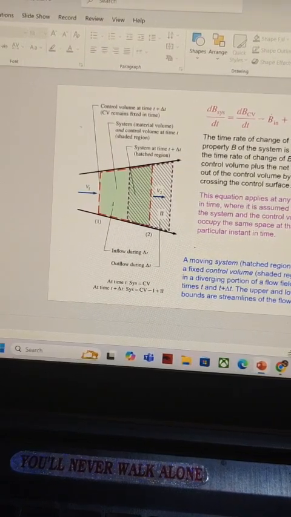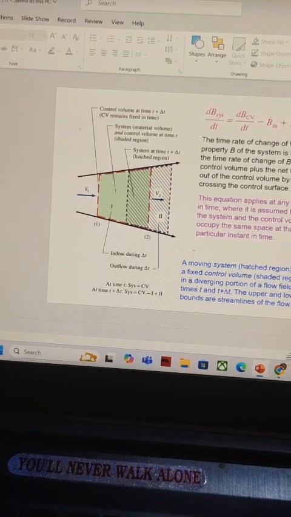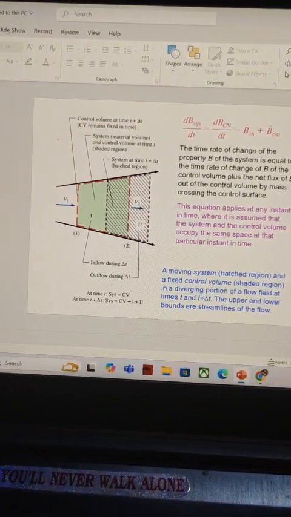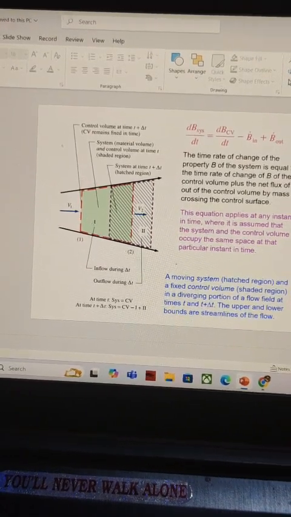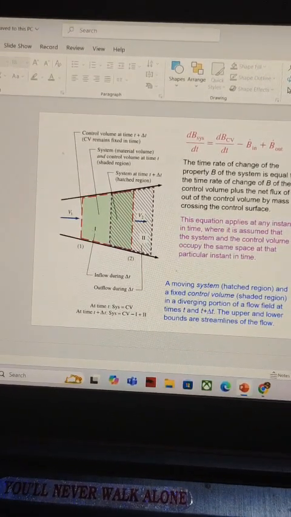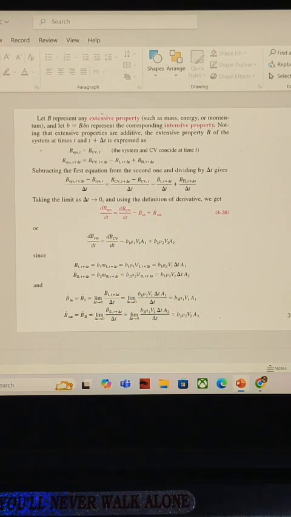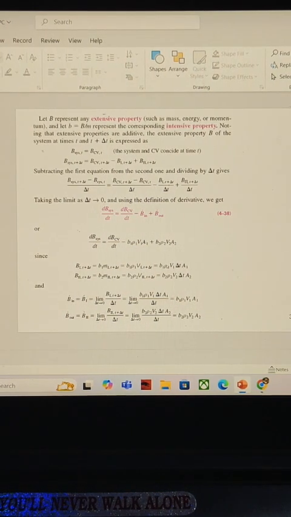The theorem is fundamental for analyzing fluid flow and other engineering systems because it bridges the system-based and control volume perspectives, making it easier to apply conservation laws like mass, momentum, and energy. This slide builds on the Reynolds transport theorem and demonstrates its derivation step by step.